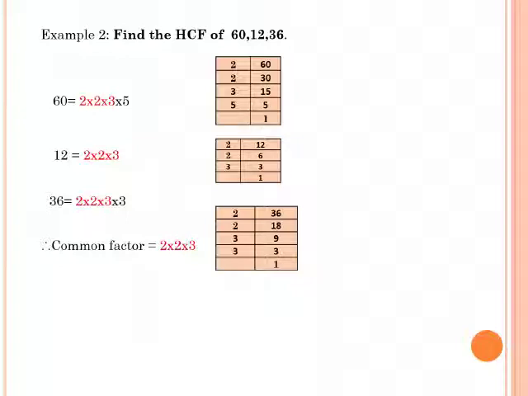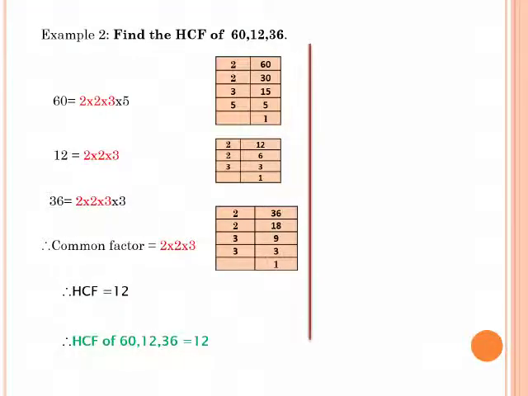Then compare all the factors of the numbers and try to find out the common factors for all the given numbers. So here the common factor is 2 into 2 into 3. Now the product of that is 12, which is the HCF of the numbers 60, 12 and 36. Rewrite your final answer.